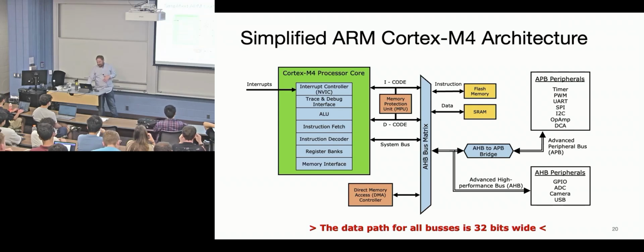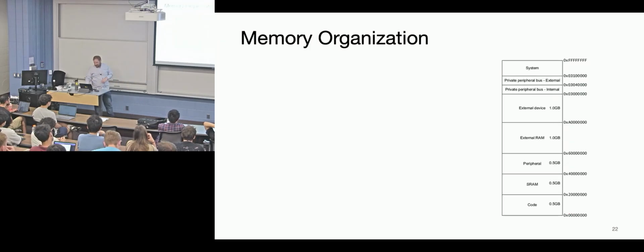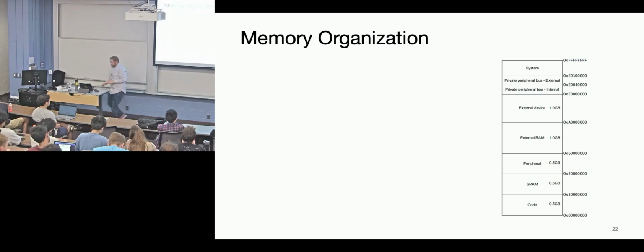For the context of this lecture, we only really care about the core and memory. That's all the ISA really knows about. So let's think about memory organization. ARM has gone through and said, these are the regions, and this is what you do with those regions of memory. They did that because they don't want, say, NXP to have code in a different spot than everywhere else. So they say, all your code goes here, all your SRAM, all your peripherals go in those particular memory locations.